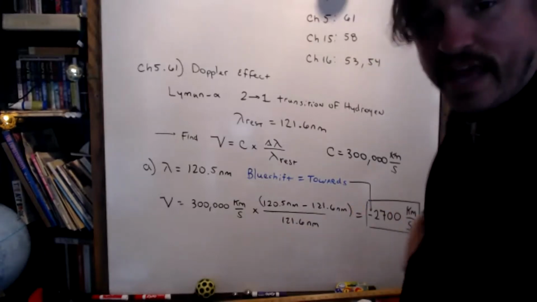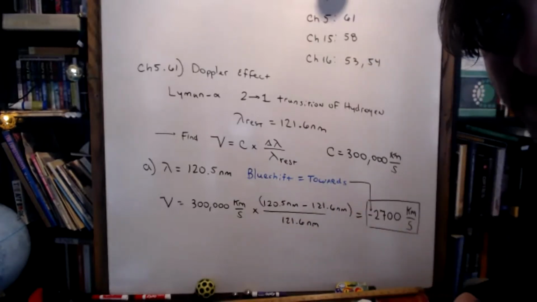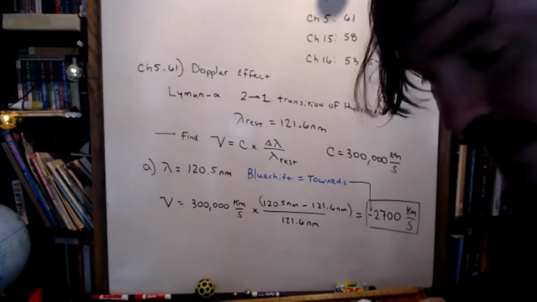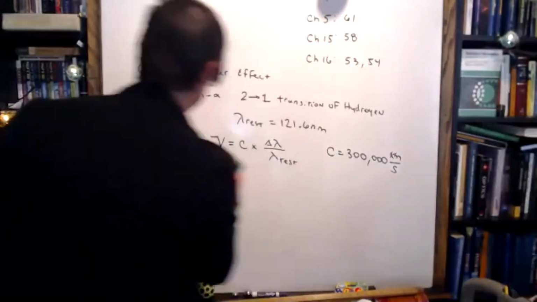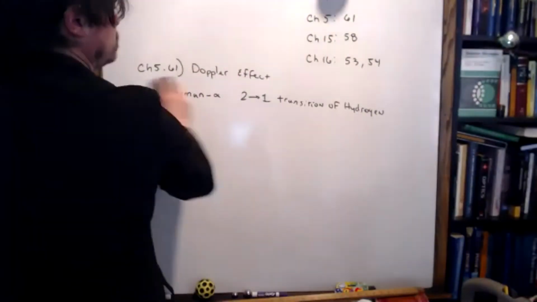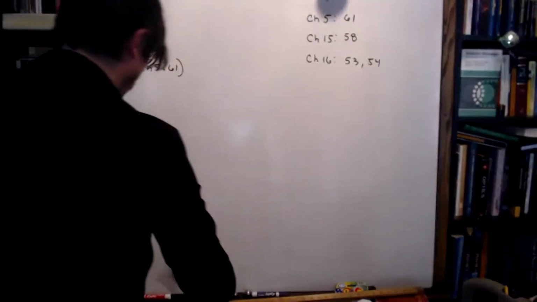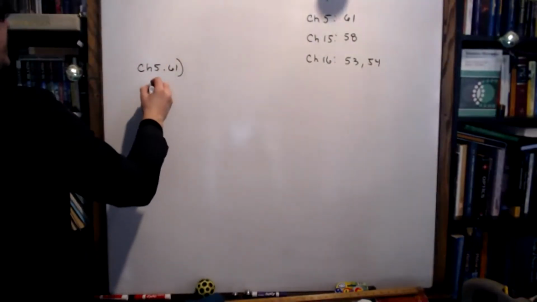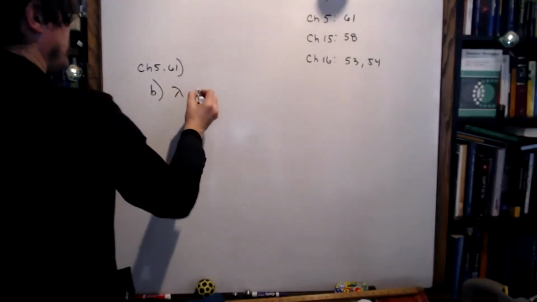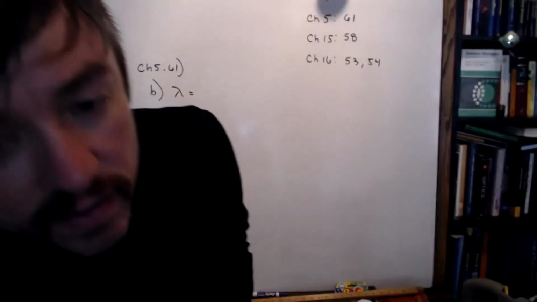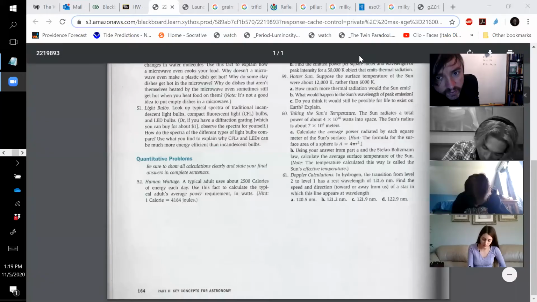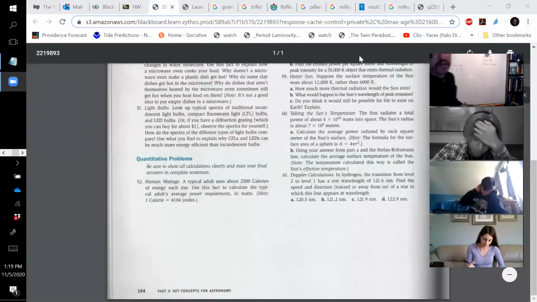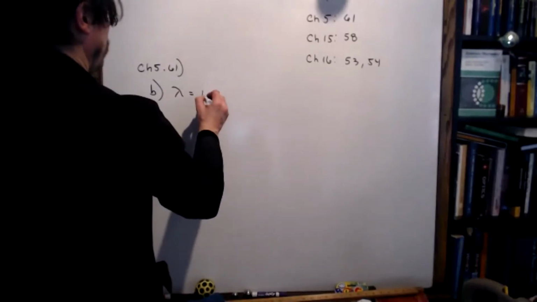Okay. Does everyone have that? Because I need to erase to make some board space here. All right, let's crank out the next three in short order here. Okay, so part B, our observed wavelength was 121.2 nanometers. Let's try this one a little bit different.